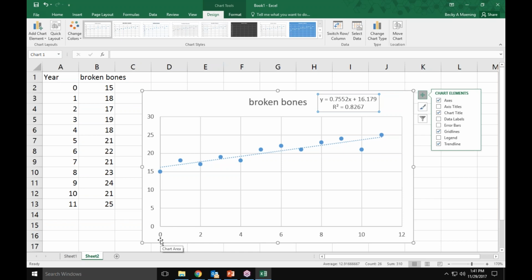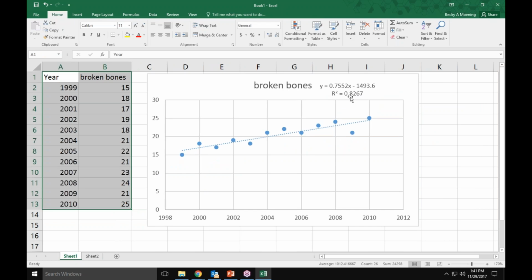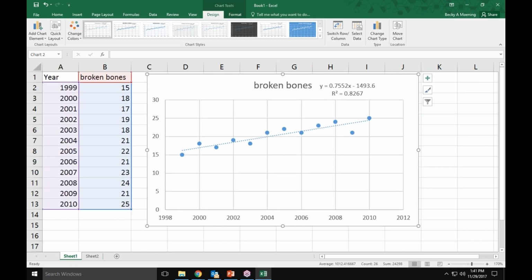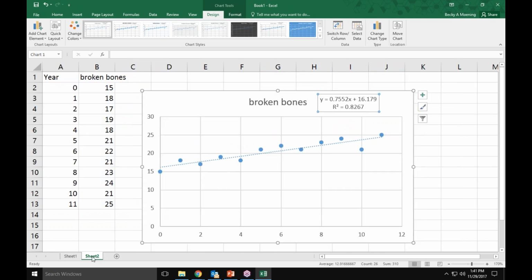So you can kind of tell an equation that looks weird, and I say looks weird because a y-intercept of negative 1400 something is weird. That usually means that they gave you actual years as your x values. Whereas in sheet 2 here, we played the let x equal 0 for 1999.